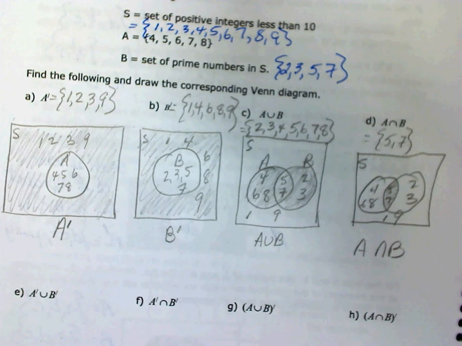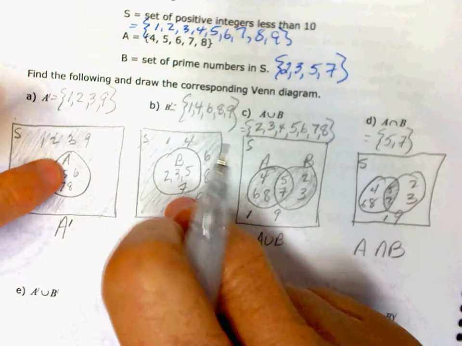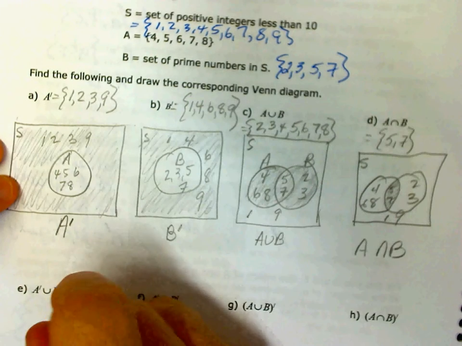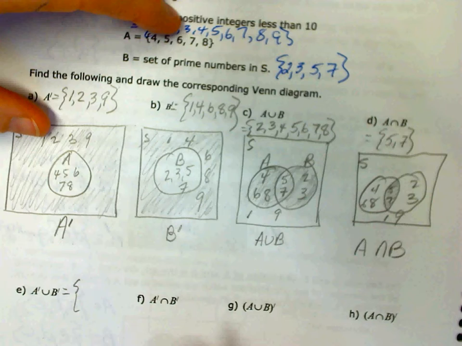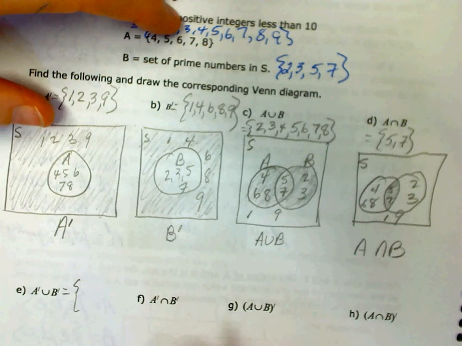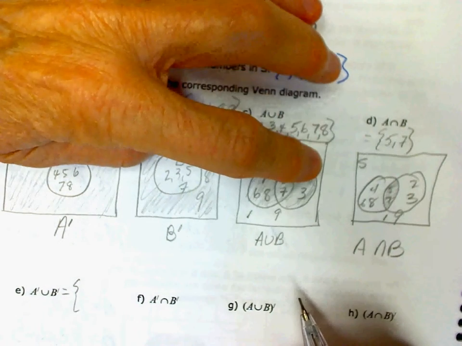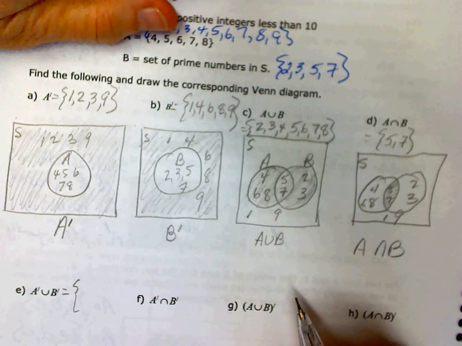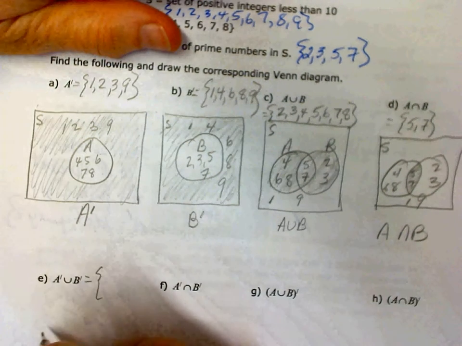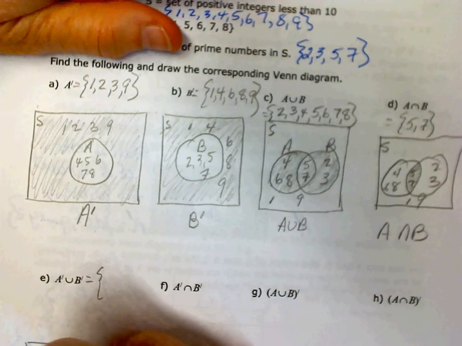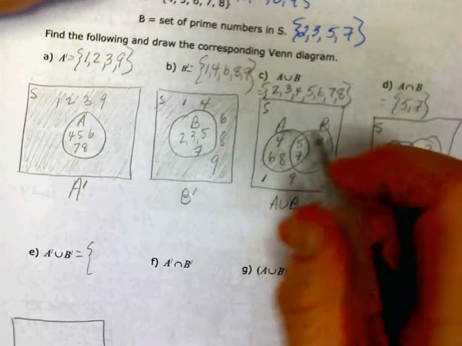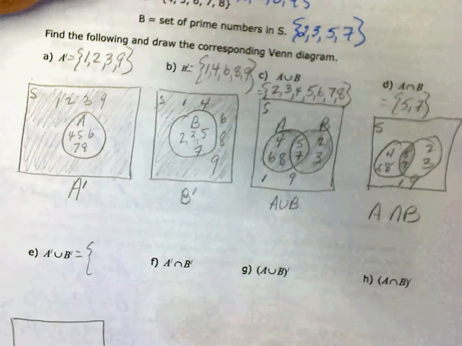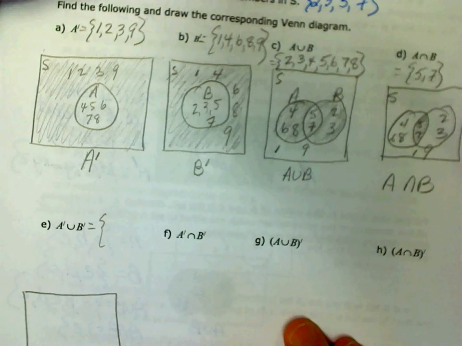Well, we're going to use these two guys to help us. A naught union B naught is going to be, well, let's draw this. A naught, well, this is going to be interesting. Let's just see. Let's draw it first. It'll look like this. We're just going to shade, okay? A naught union B naught.